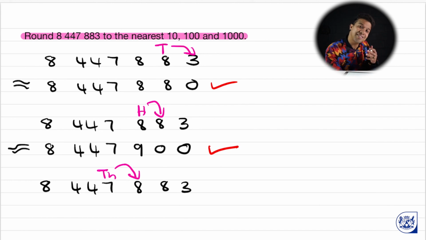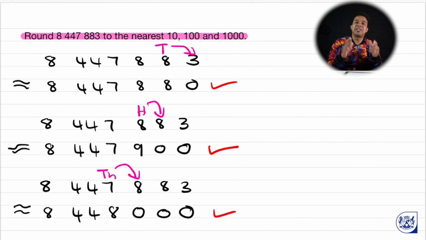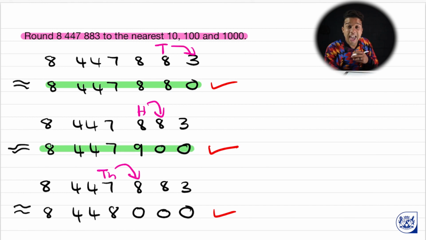And because the number next to it is 8, it falls into the 5 or more category, or the 5 or more group. Our number we are focused on, which is 7, has to increase by 1. So our 7 will become 8. 8,448,000. And that is our answer rounded off to the nearest 1000. So as you can see, we've now rounded our number off to the nearest 10, to the nearest 100, and to the nearest 1000.